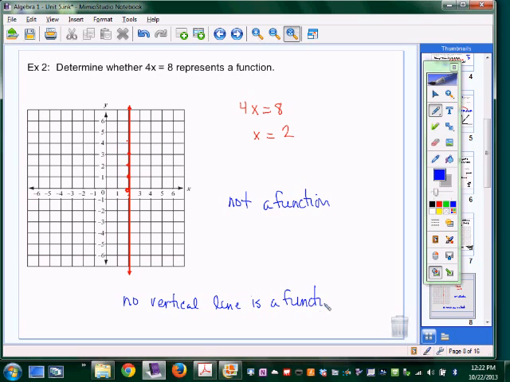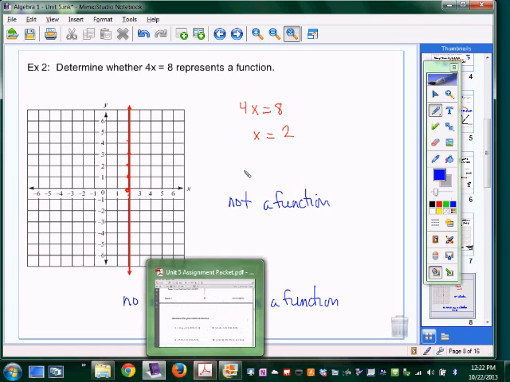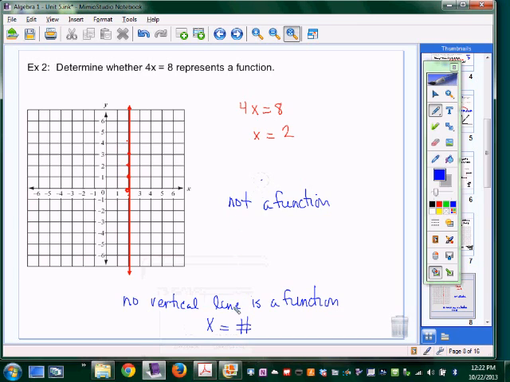And vertical lines are always x equals a number. So anytime you get x equals a number, you're going to have a vertical line. It's not going to be a function. Make sense?